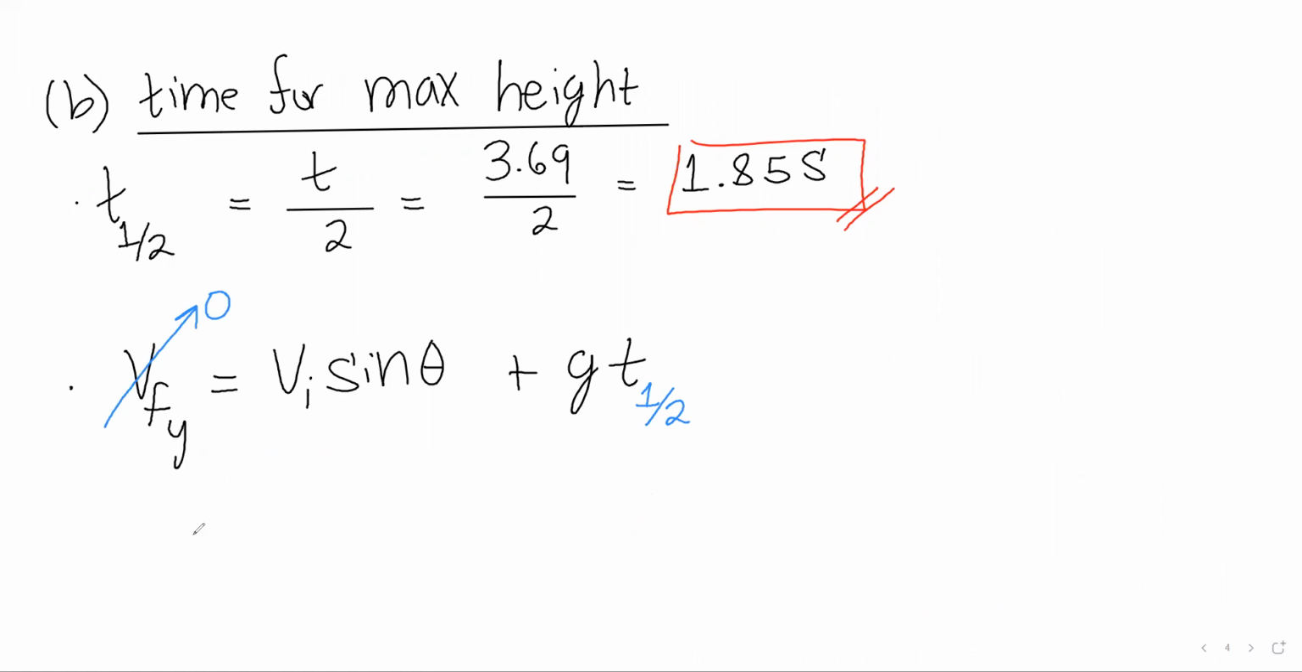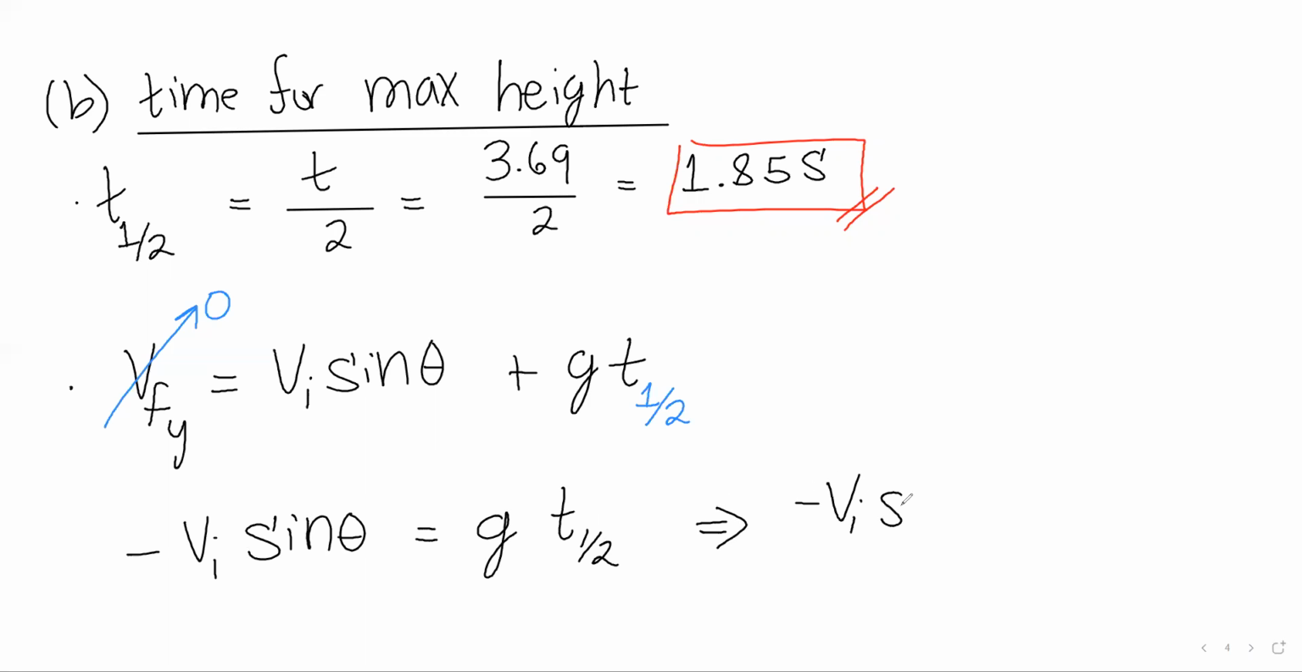So we get, well, we could subtract vi sine theta to both sides. And this is equal to g times the half-time. So then if we divide both sides by g, we get negative vi sine theta divided by g equals the half-time. And if you plug in the numbers, you'll get the same result as we did here.